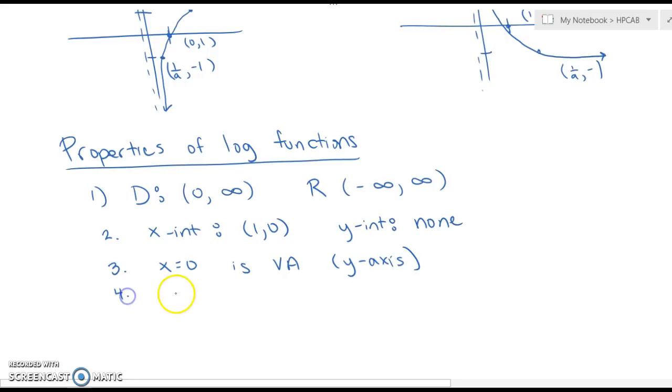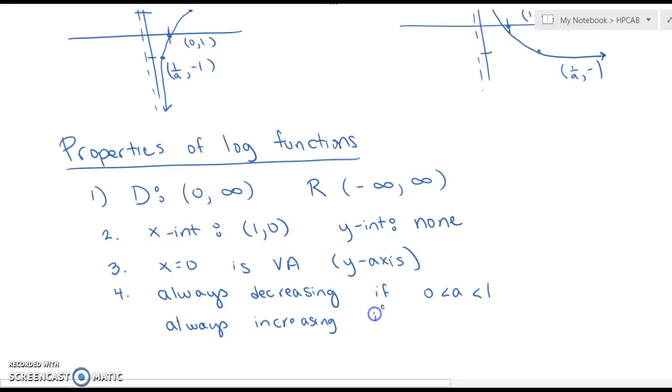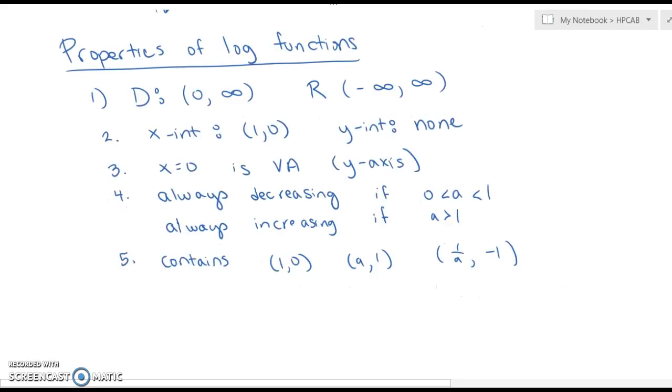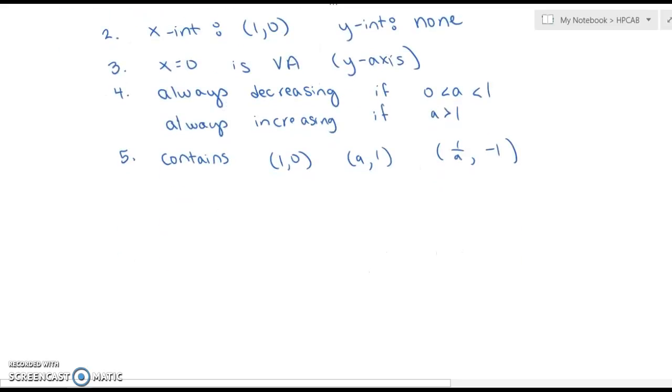It's always going to be decreasing if it's the graph up on the right, where a is between 0 and 1. And it will always be increasing if it's like the graph up on the left, so if a is greater than 1. And then it's going to contain those points that I mentioned earlier: 1, 0, a comma 1, and 1 over a comma negative 1, the reverse of our exponential functions.